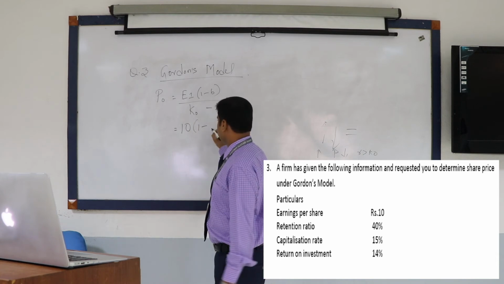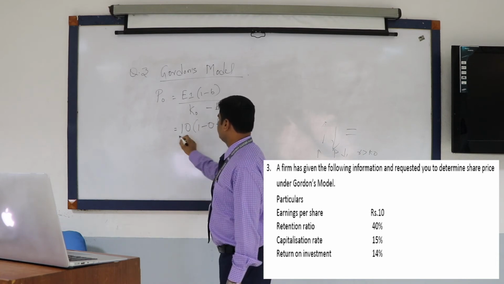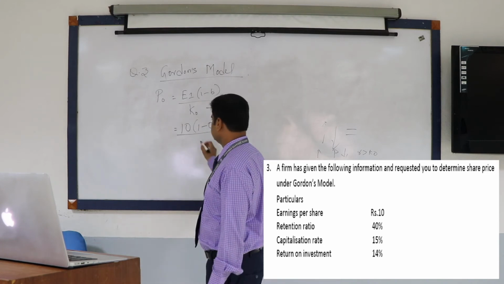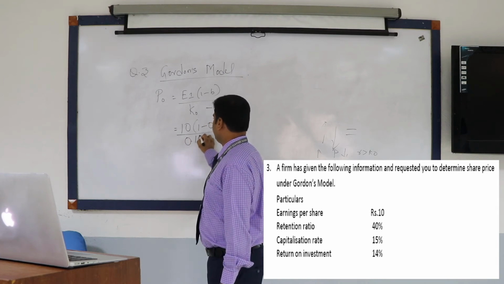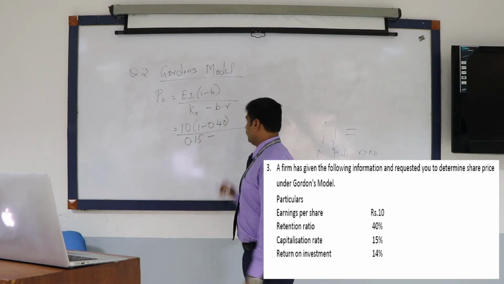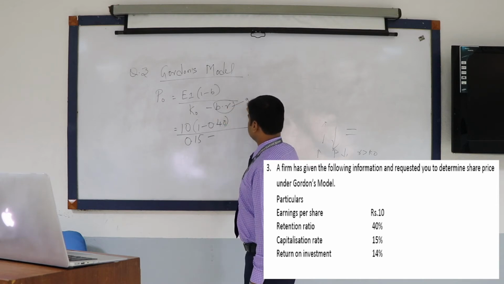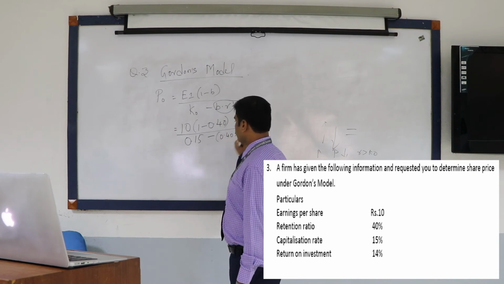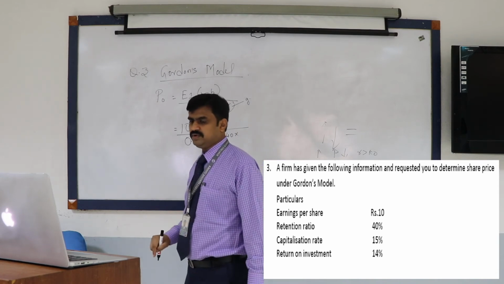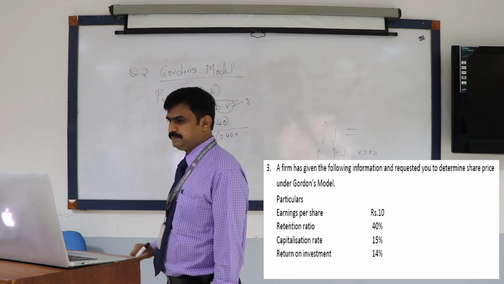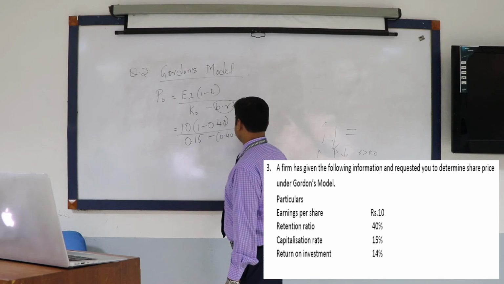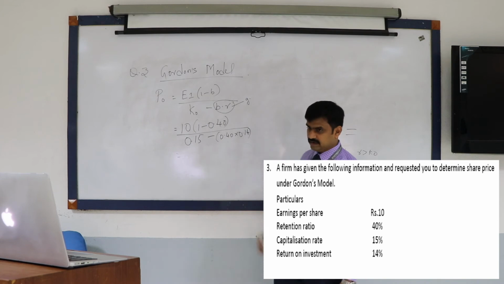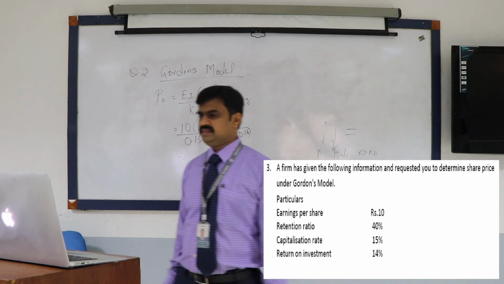How do you write that? Convert it into decimal and write 0.40 divided by K naught. How much is K naught? Capitalization rate, 0.15, minus B into R. What is B into R? Nothing but your G, growth rate. So B is how much? 0.40 into R is how much? What is R? Return on investment. 14% is 0.14. So please simplify and calculate how much is the answer. All of you please calculate.